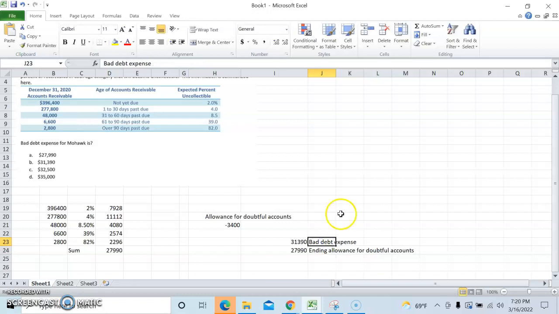So remember, bad debt expense is going to be always part of allowance for doubtful accounts journal entry. Because if we did a journal entry for this, it would be bad debt expense and allowance for doubtful accounts. And it's going to be 31,390. And if we look at the problem, it's going to be this one right here. B is going to be the right answer.